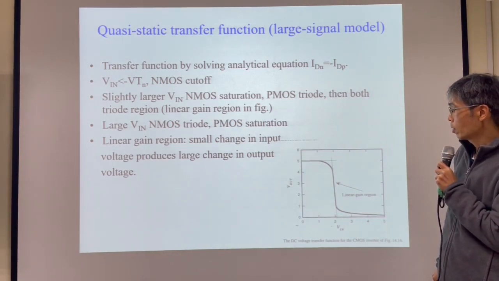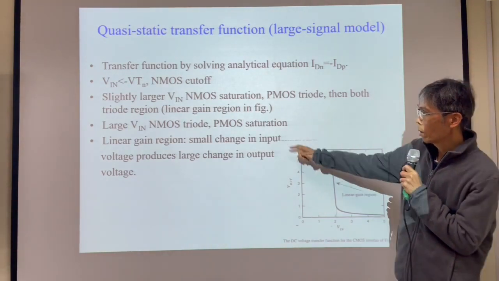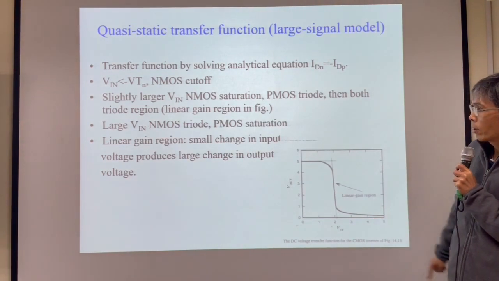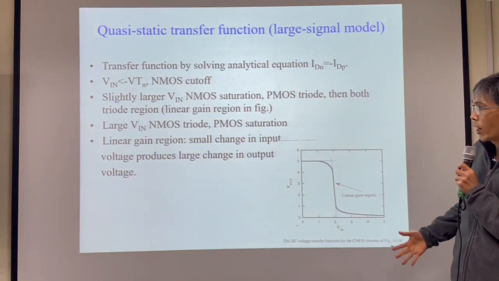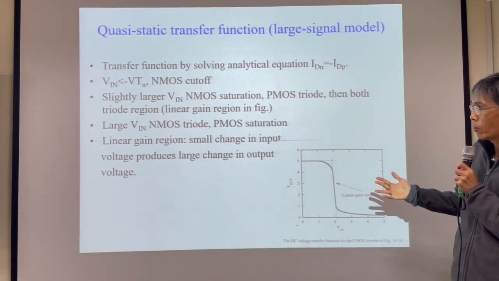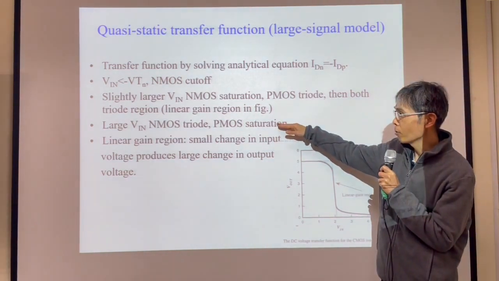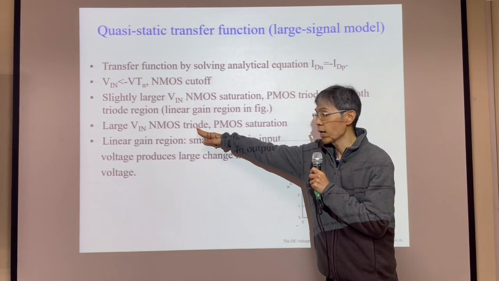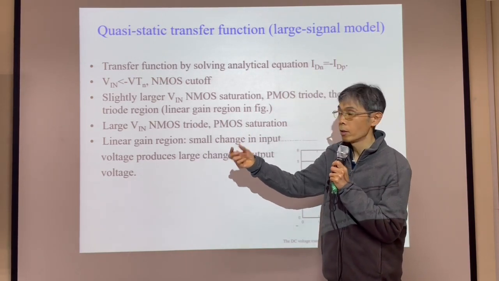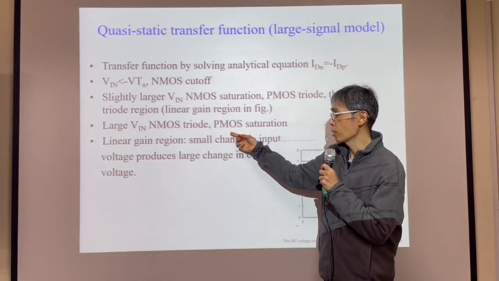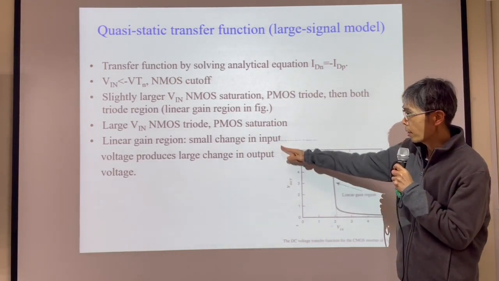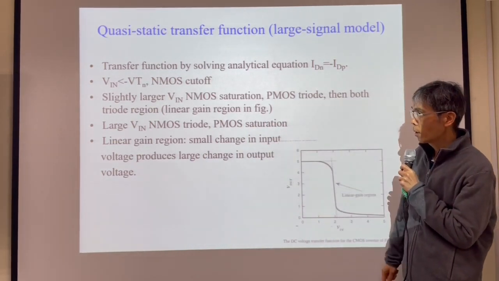Okay. Then large Vin here, NMOS becomes triode, and PMOS saturation, but you can still take both of them in the triode region, because if one is in the triode, the current is very small. So both devices have very small current. Then the final one is this one.